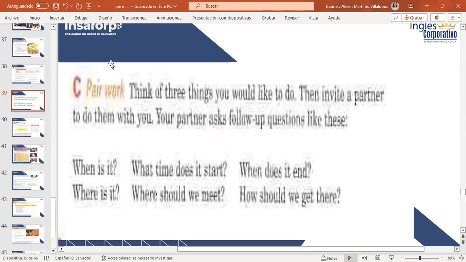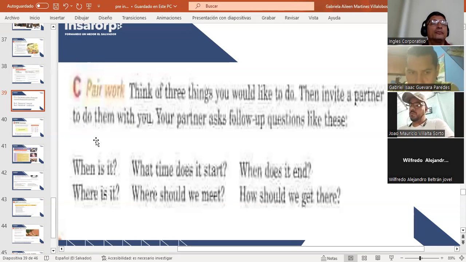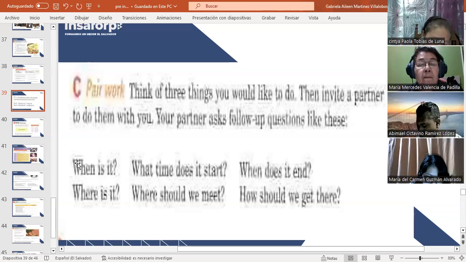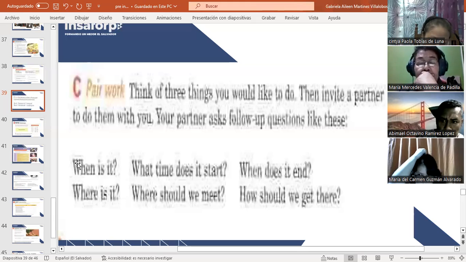What things do you like to do? Ride a motorcycle. Hey, good. What other activities or events? Go to a concert. Would you like to go to a concert? Would you like to go ride a bike? Do you understand the activity or not?